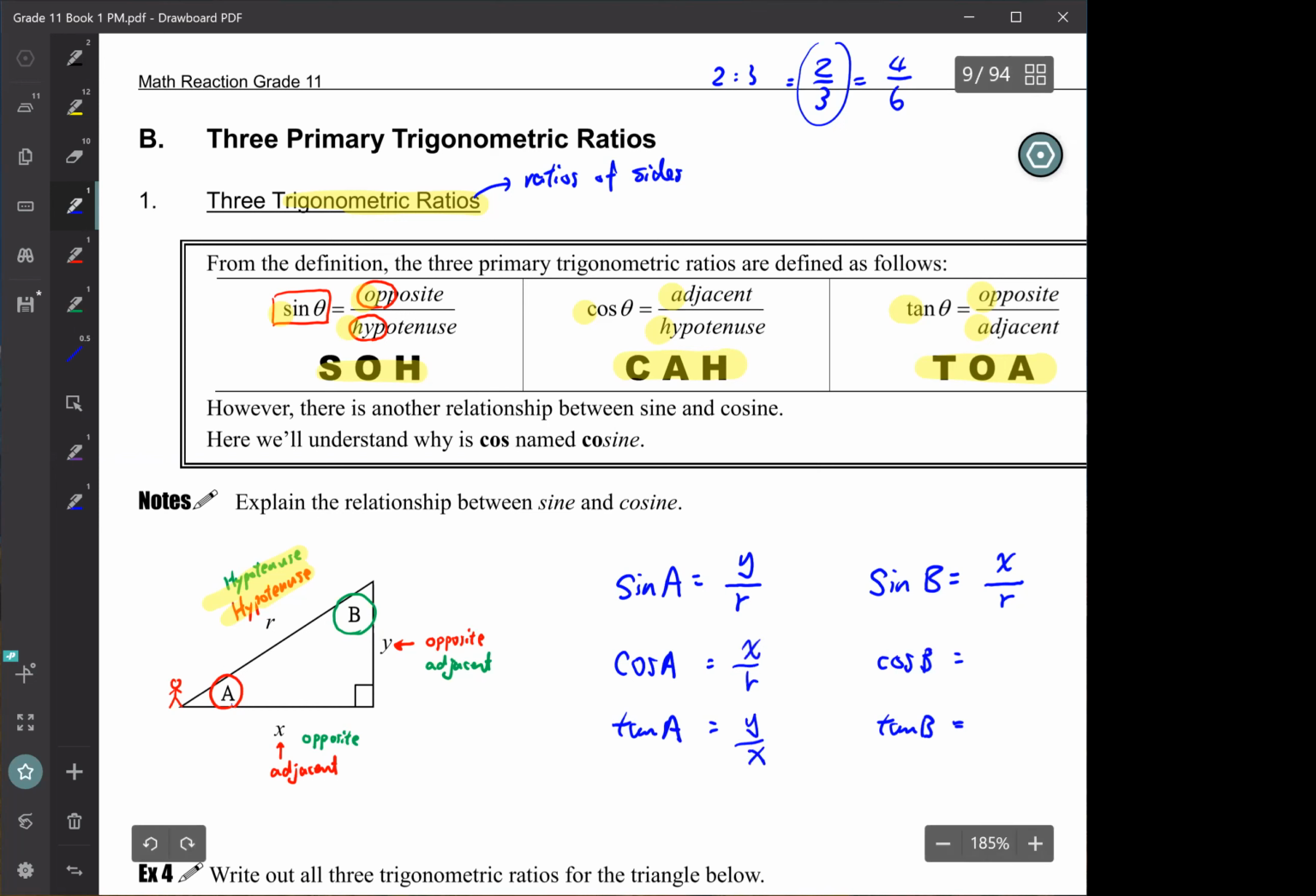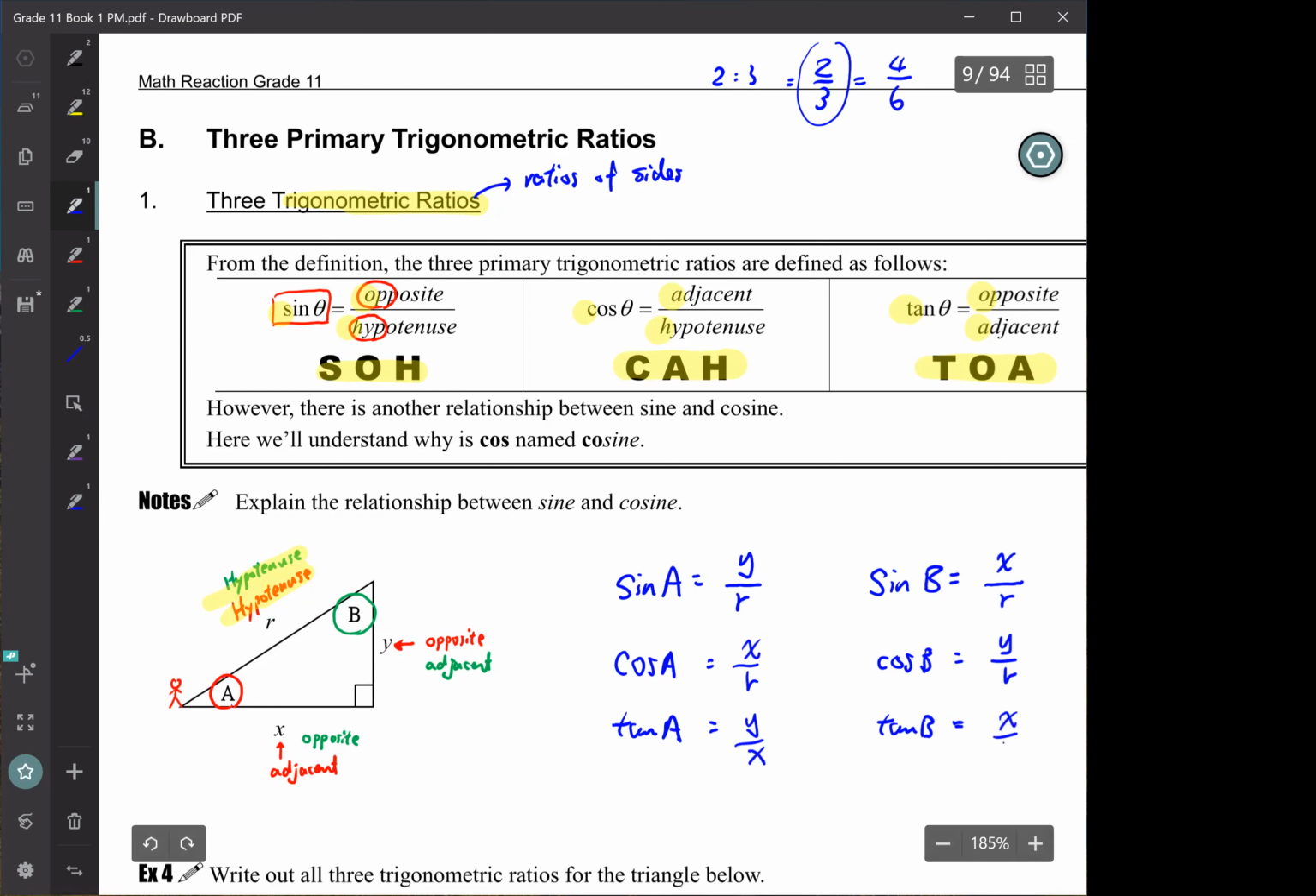Very good, thank you. And cosine B, Jenny? Cosine B, do you have it? I got y over r. Y over r, okay. And Angela, how about tangent B? Y over x. Oh, sorry, x over y.